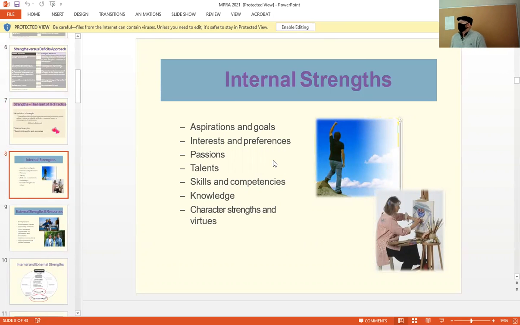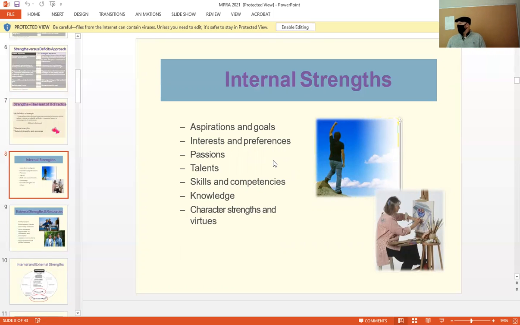Aspirations and goals. If somebody has a lot of those, that means that they have a good frame of mind and a good positive outlook, right? Someone who doesn't have that is not going to have a lot of aspirations. They're not going to have a lot of goals. They just won't care, right? So that's an internal strength to me. Interests and preferences, the same thing. What are the things that you're passionate about? Your passions are internal strengths in turn.